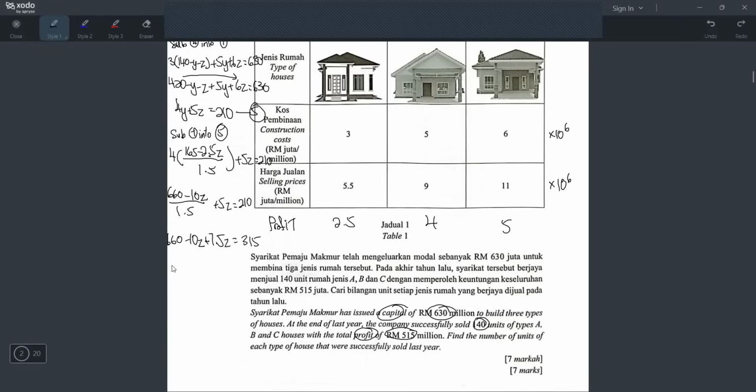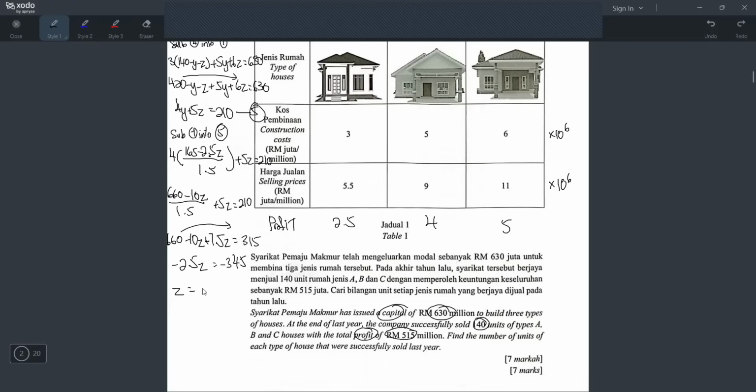Negative 10 plus 7.5, it's negative 2.5z. And then 660 move there, become minus. So what is 315 minus 660? You will get negative 345, right? And then finally, to find z, you have to take negative 345, divide negative 2.5, right? Okay, so my z value here is 138, okay?